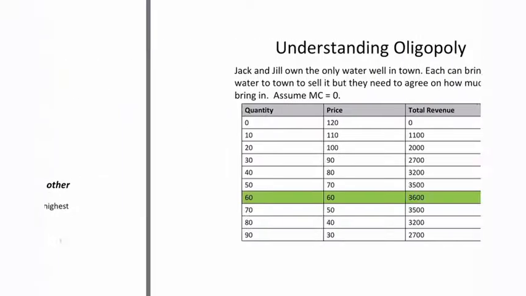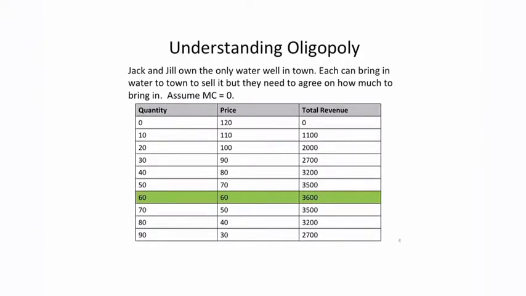So let's look at an example to understand oligopoly in a little bit greater detail. Let's assume that we have two firms, one owned by Jack and one owned by Jill. They own the only water that is available in town. Jack and Jill are both responsible for bringing water into town and selling it. For simplicity, let's assume that marginal cost is equal to 0. Therefore, our total revenue is going to be equal to total profits.